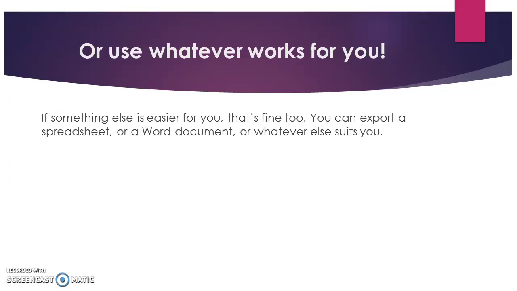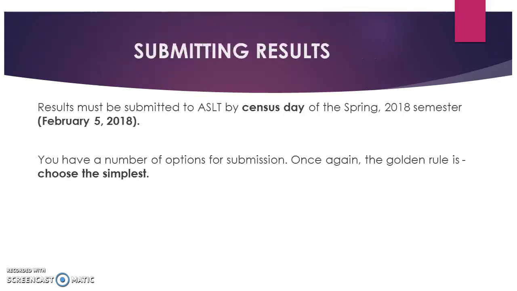If you were administering a survey or an exit quiz, you could ask the students to write their G number, and then you'd simply collect it and maybe clip your official form to it, and again, we could take care of the rest. So for submitting the results, ideally, if you could get them to us by Census Day of the spring 2018 semester, that would be lovely.